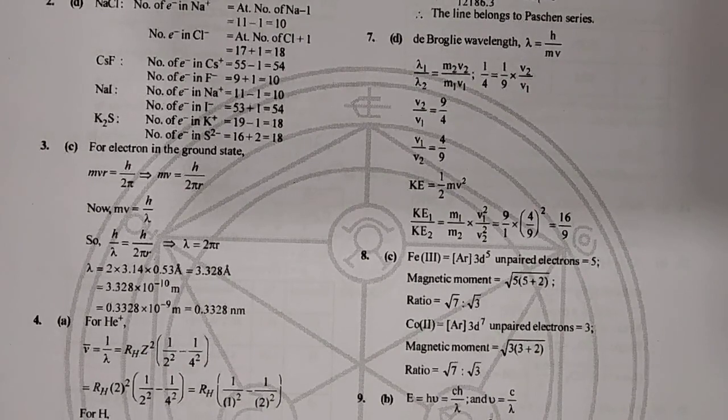V2 by V1 को इक्वेशन का फॉर्म बना लीजिए, you get 9/4, V1 by V2 is equal to 4/9. Kinetic energy is equal to half mv square. So KE1 by KE2 is equal to m1 by m2 multiplied by V1 square divided by V2 square. So your answer is 16/9, that is D Delhi.